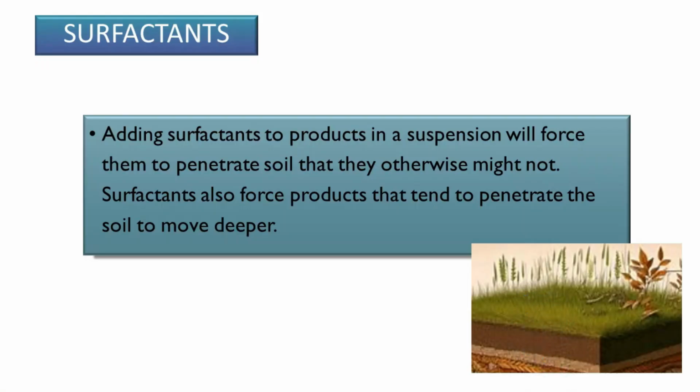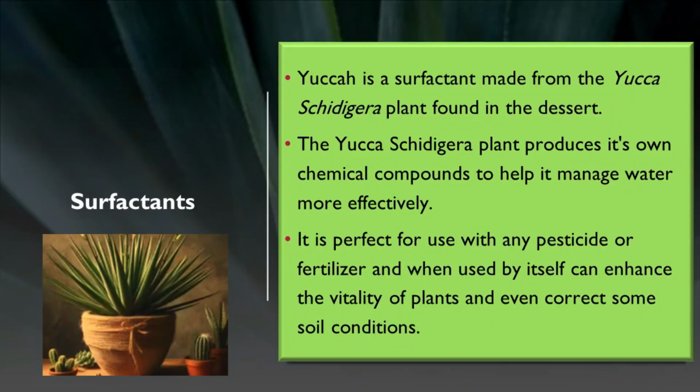Adding surfactants to products in a suspension will force them to penetrate soil that they otherwise might not. Surfactants also force products that tend to penetrate the soil to move deeper. Yucca is a surfactant made from the Yucca schidigera plant found in the desert.